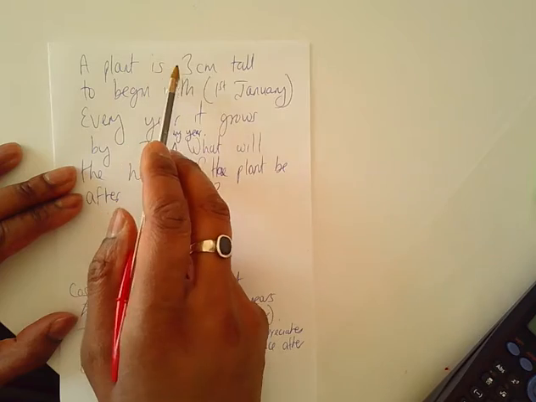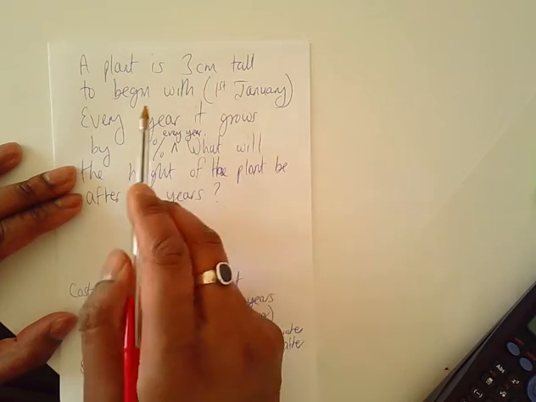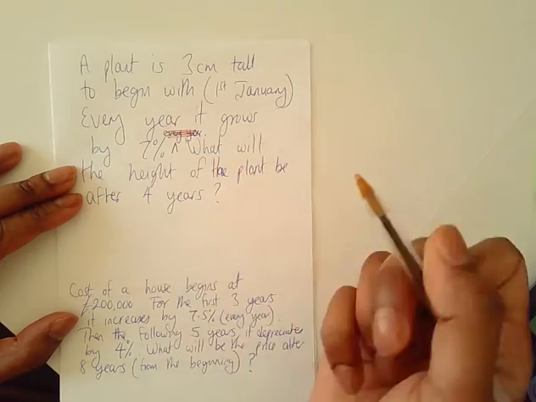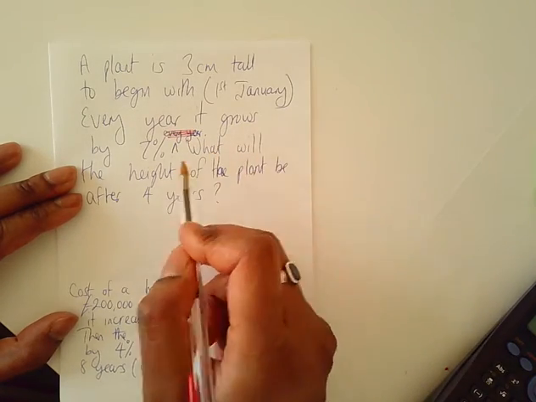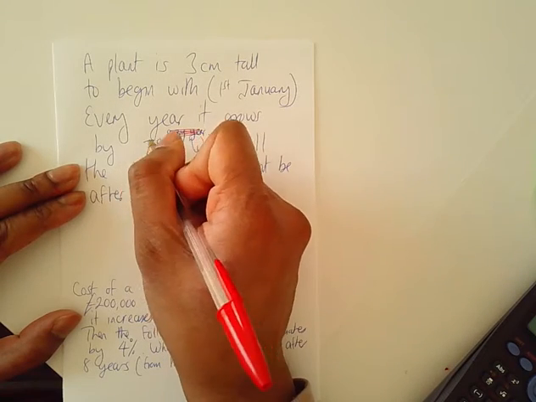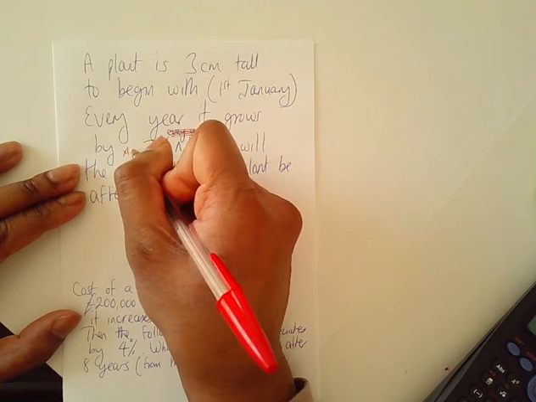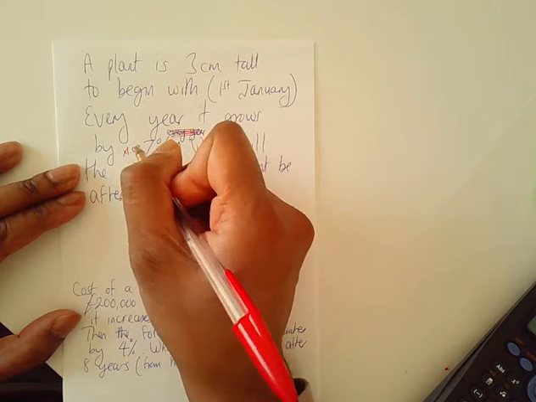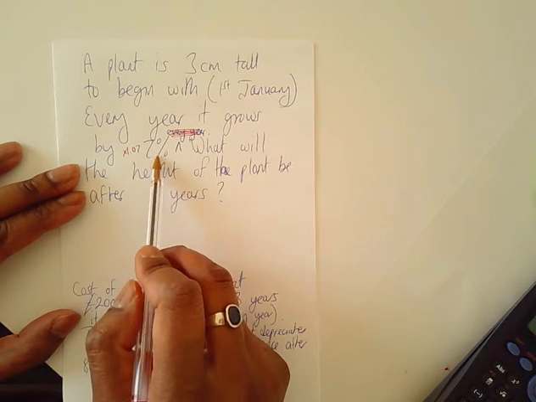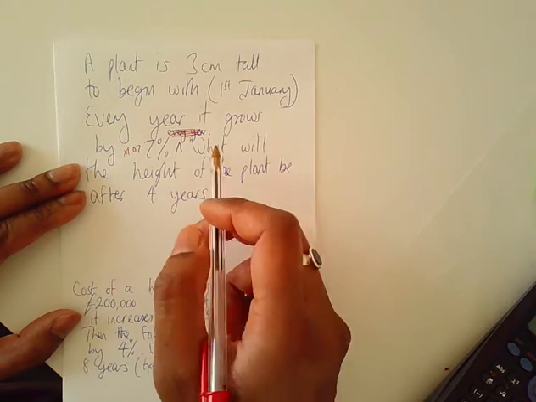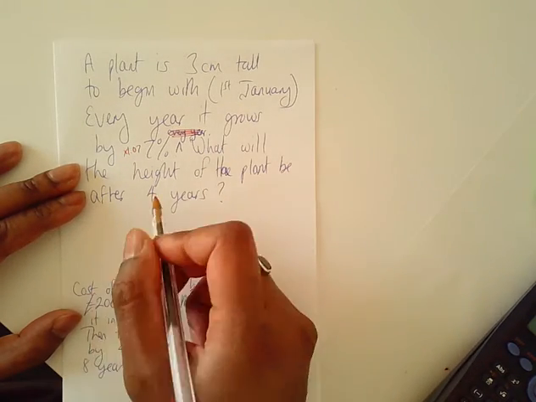So similar is this. A plant is 3 centimeters tall to begin with. Every year it grows by 7%. That's every year. What will the height of the plant be after 4 years? So first of all, the multiplier is not 1.7, that'll be 70%, it is 1.07. So to increase something by 7%, you multiply by 1.07. What would the height of the plant be after 4 years?